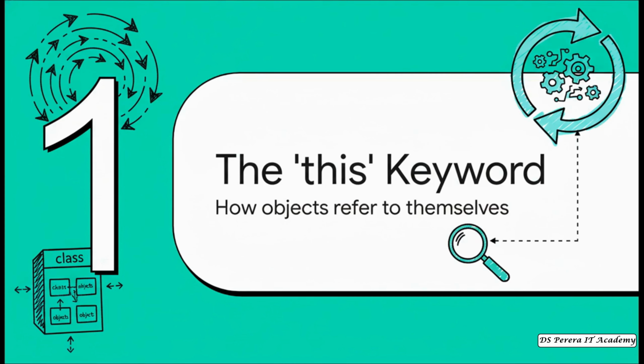It might seem like a tiny little word, but it's a massive concept in object-oriented programming. It's basically how an object can refer to itself from inside its own code. It sounds simple, but it's incredibly powerful. Let's dig in and see exactly how it works.